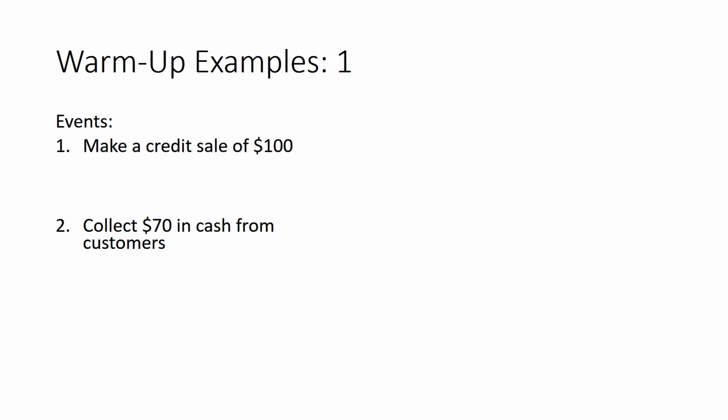Let's work on an example. Assume there are two events. First, the firm will make a credit sale of $100. Then it will collect $70 in cash from its customers. For the first event, when we make the credit sale, our accounts receivable goes up because we're expecting to receive cash, and we can record revenue of $100.